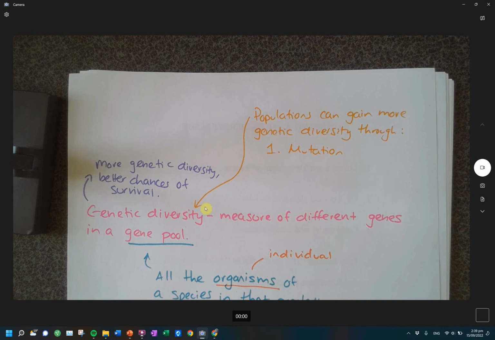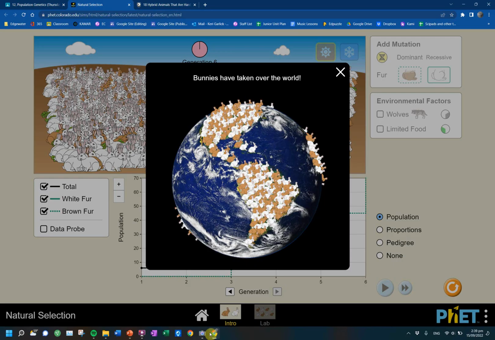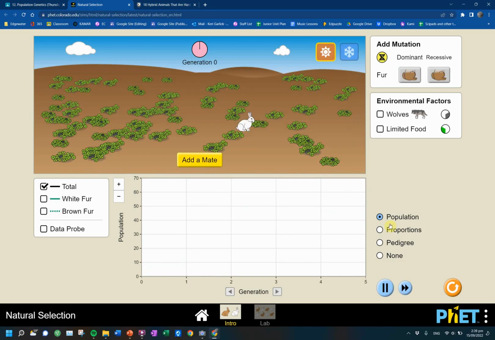I'm going to go back to our bunnies. Let's check out our buddies. I'm going to start over with our bunnies because they've taken over the world. I'm going to add a bunny, and this time I'll add it with the mutation because I want to get a better balance in my population. So we'll add this guy here, creating a mutation, and we'll add a mate. And hopefully that mate's brown.